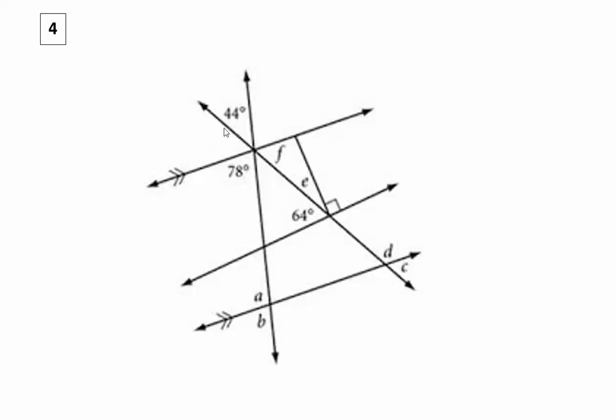Problem number 4. Let's first of all have a look at what's been given to us. We've been given parallel lines over there, very important. I can see a 90-degree angle that they've given me. I've got a 64, a 78, and a 44-degree angle. I've got two triangles, one over here, and another triangle over there. Very, very important clues that I can all use to find angles A through F.